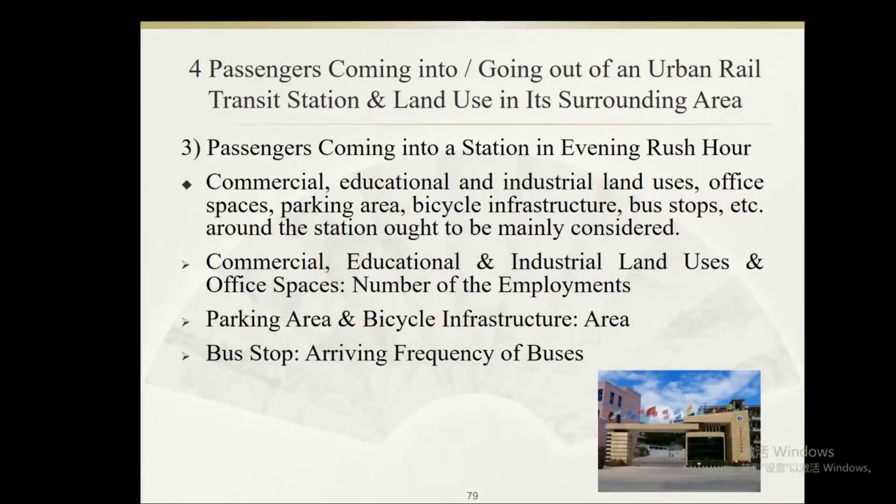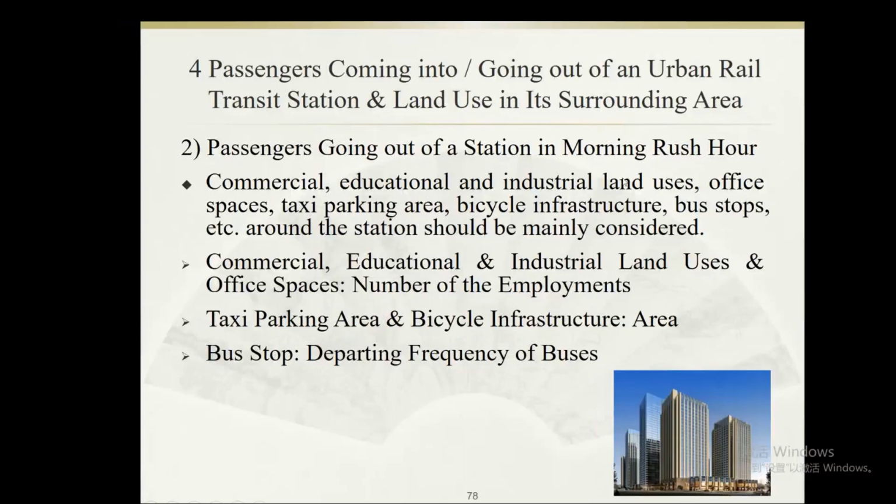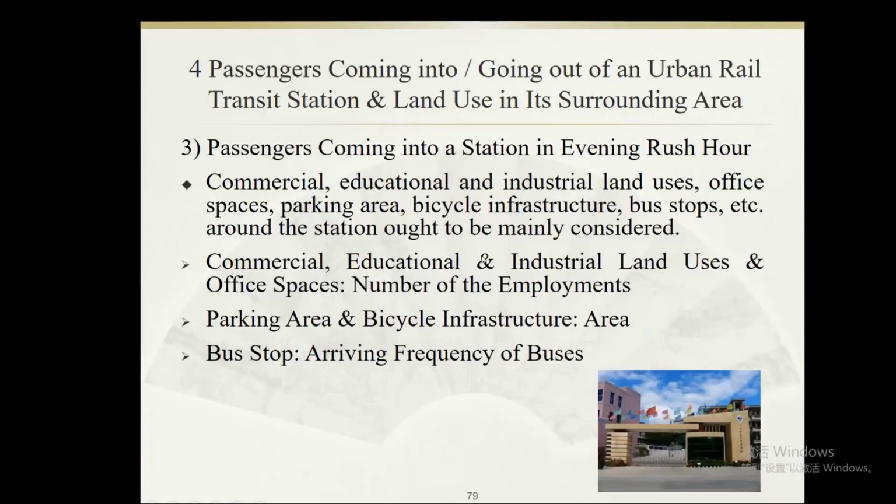Okay. Passengers coming into a station in evening rush hour. It is unnecessary for me to explain. The number of people in evening rush hour coming into a station is the number of people going out of a station in morning rush hour. Then, in the evening rush hour, we need to know the number of the employments around each railway station. And then we can know how many people will get to the station in evening rush hour. Okay? And the parking area for the bus stops, the arriving frequency of buses. In this way, we can forecast the number of passengers coming into the station in evening rush hour.